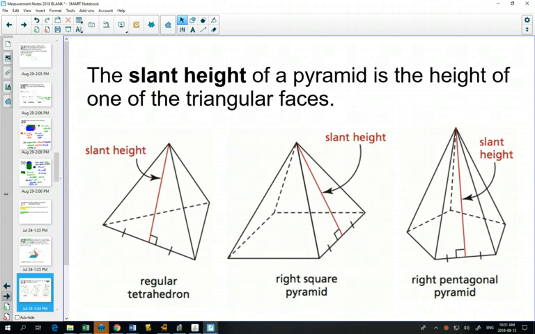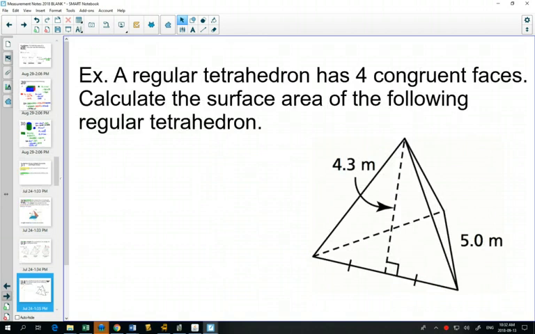Slant height, right there. This is a right square pyramid where the base is a square, and the next one, the base is a pentagon, so we call that a right pentagonal pyramid. Here we have a regular tetrahedron that has 4 congruent faces, meaning all 4 sides are identical.